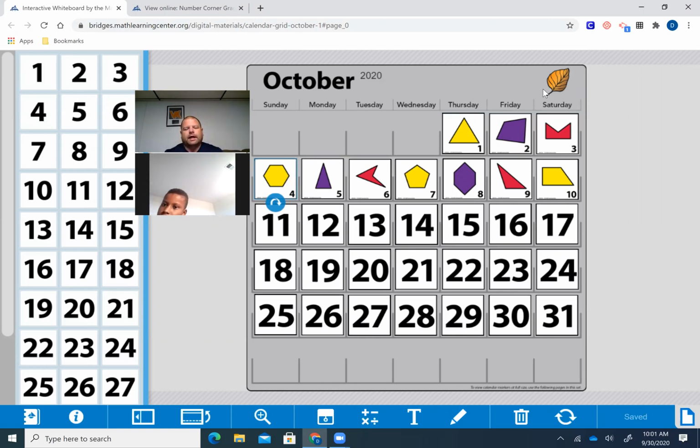Okay. Take a look at the shapes because we're looking at polygons, right? So we've been looking at triangles and quadrilaterals, which means 4 sides, pentagons, which means 5 sides, and then hexagons, which means 6 sides. So take a few minutes and look at the shapes themselves and see if you see any patterns in there.